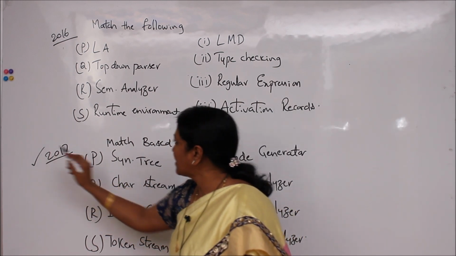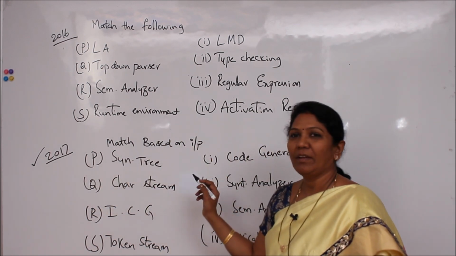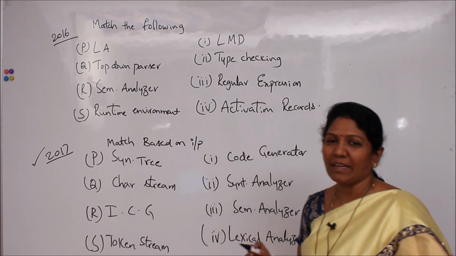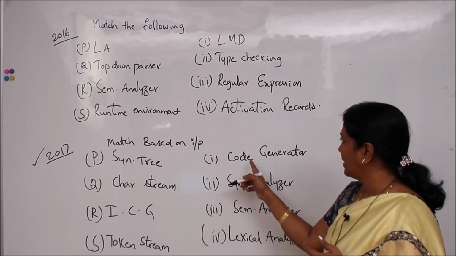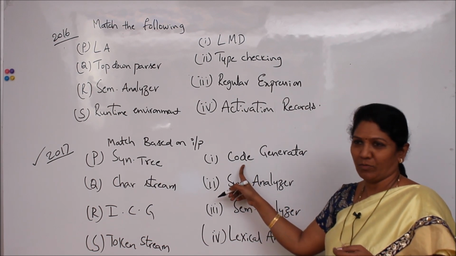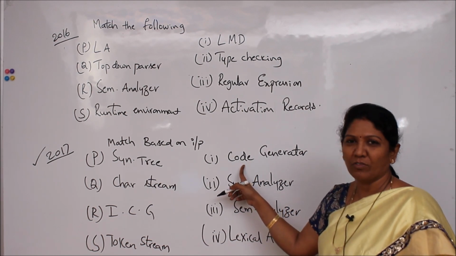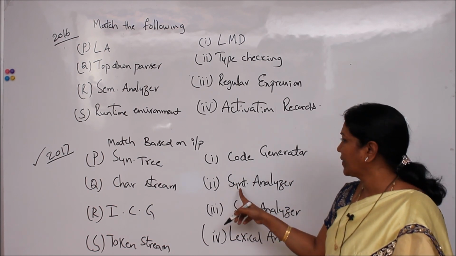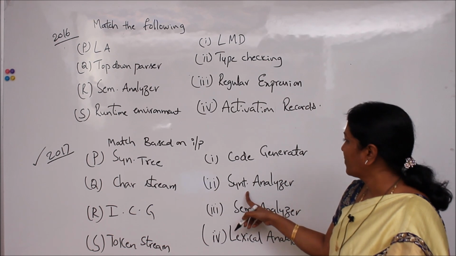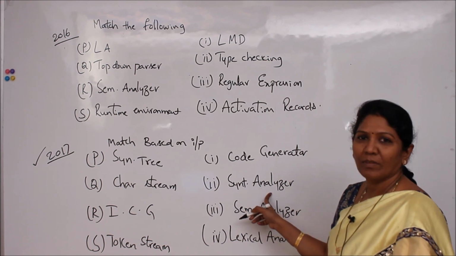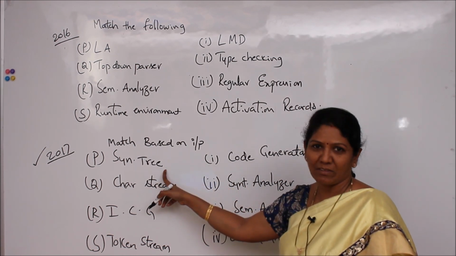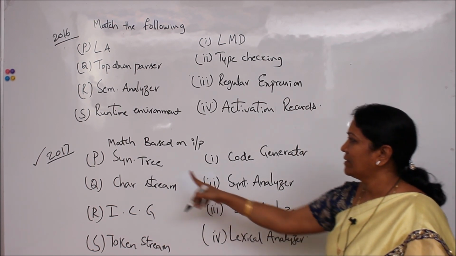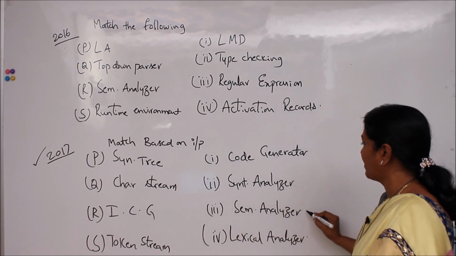For example, if you look at this, match the following based on the input. So if you look at syntax tree is input for what? Is it an input for code generator? No, because for code generator, meaning target code generator, input is either from the code optimizer or intermediate code generator. Or syntax analyzer produces syntax tree, so it cannot be input for syntax analyzer. So the best match would be syntax tree can be input for semantic analyzer.